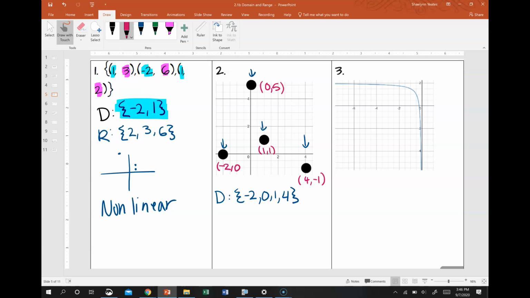Then range, we have to go sideways. So my lowest one is here at -1. Then my next lowest one is on the 0 line, so I put 0. Then my next one's right here at 1. And then my tallest one is up here at 5. Okay, so that's my range. And do these look like they're a straight line? No, so this is non-linear. And it's even a function. It's just non-linear. Okay, now see how this is on a graph?